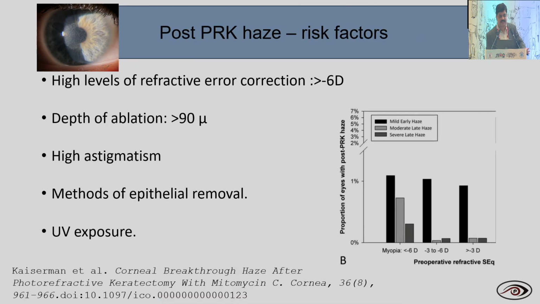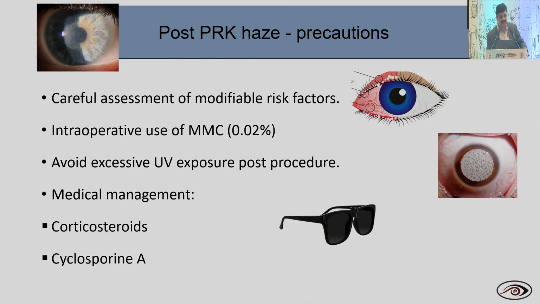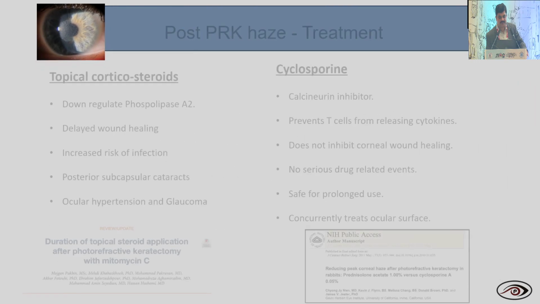So what are the risk factors for post-PRK haze? Especially a high level of refractive error, more than 6 diopters, and depth of ablation more than 90 micron. It can happen in patients with high astigmatism, and depends on the type of epithelial remodeling and UV exposure. So what are the precautions? I think careful assessment is very important. Intraoperative use of MMC when you're doing PRK. Avoid excess UV exposure post-procedure, and medical management, especially with corticosteroid and cyclosporine.